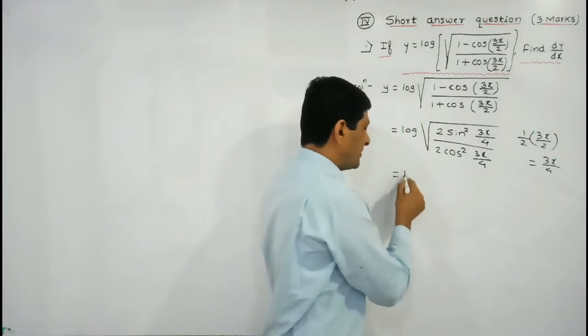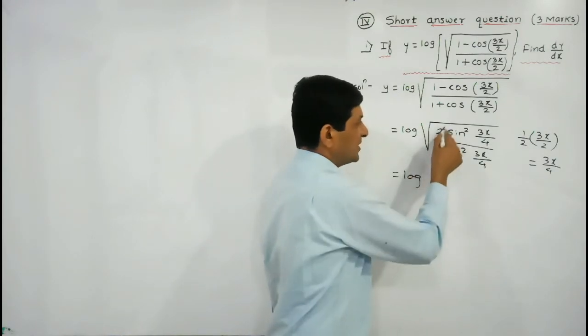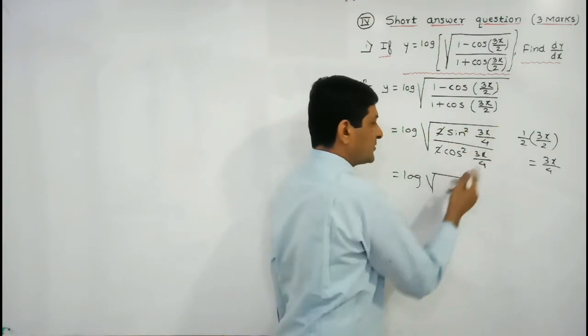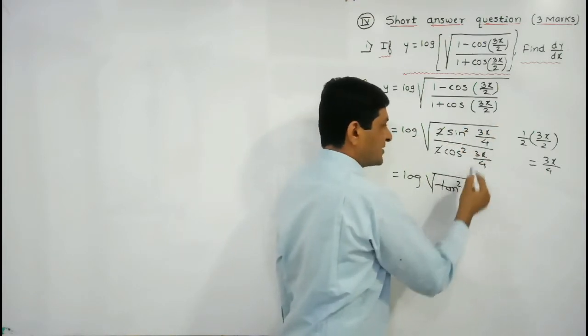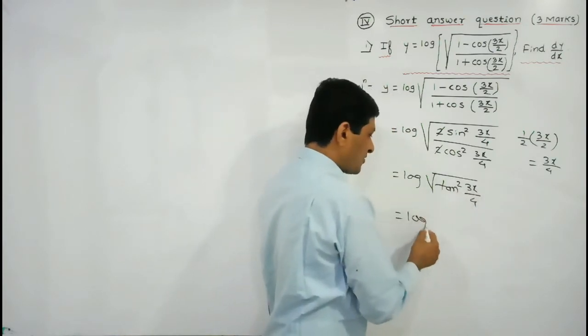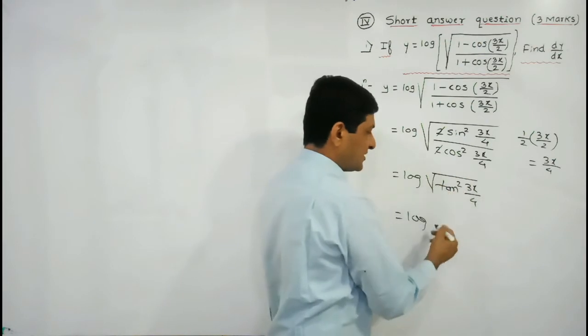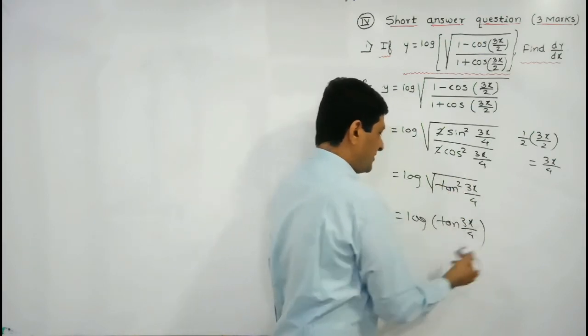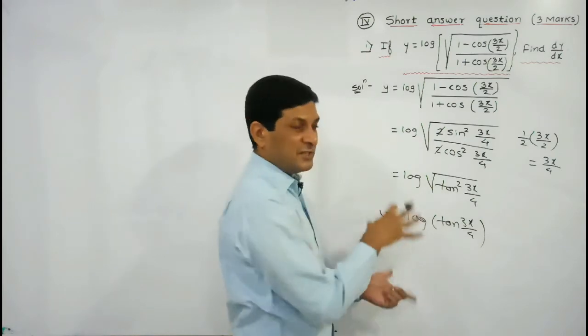So which is equal to, again it can be simplified. Here 2 will get cancelled, under root keep it as it is, sine square theta upon cos square theta can be written as tan square theta, where theta is 3x upon 4. So which is equal to log of the square and root will get cancelled, and what we will get here? Tan 3x by 4. Now we have converted y in the simplest form.